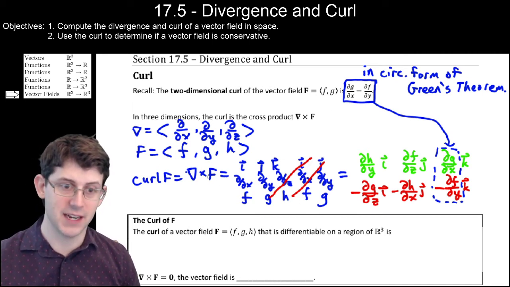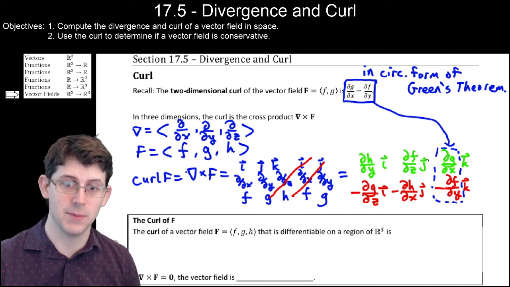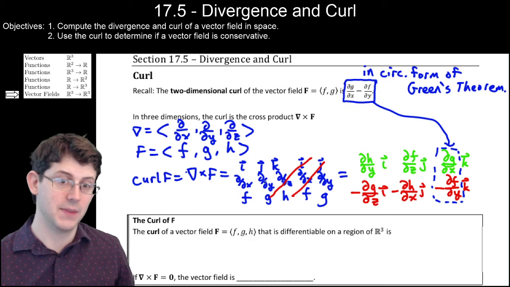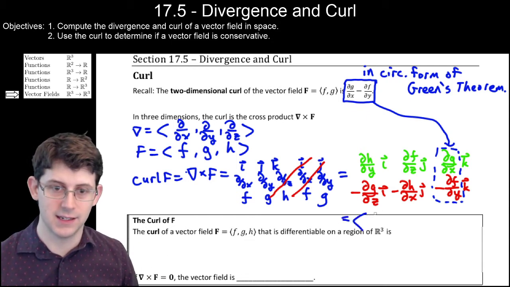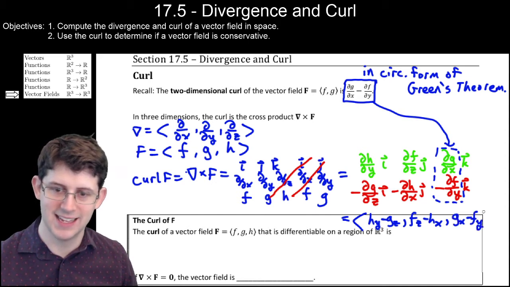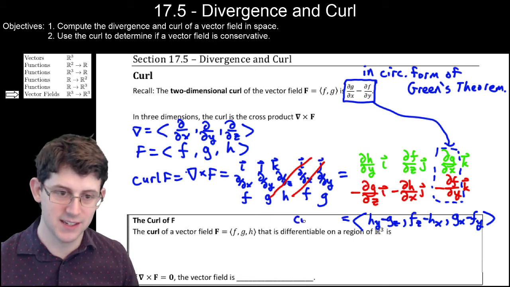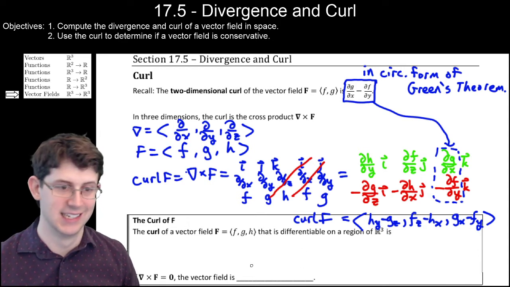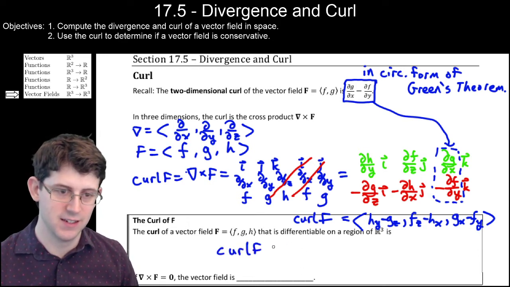But notice that the end result of the curl is a vector. It has an i component, a j component, and a k component. So you start with a vector field, you take its curl, and you get a new vector field. It's got hy minus gz, fz minus hx, and gx minus fy. It's 3 slots. This is called curl of f. So we define curl f to be this cross product.